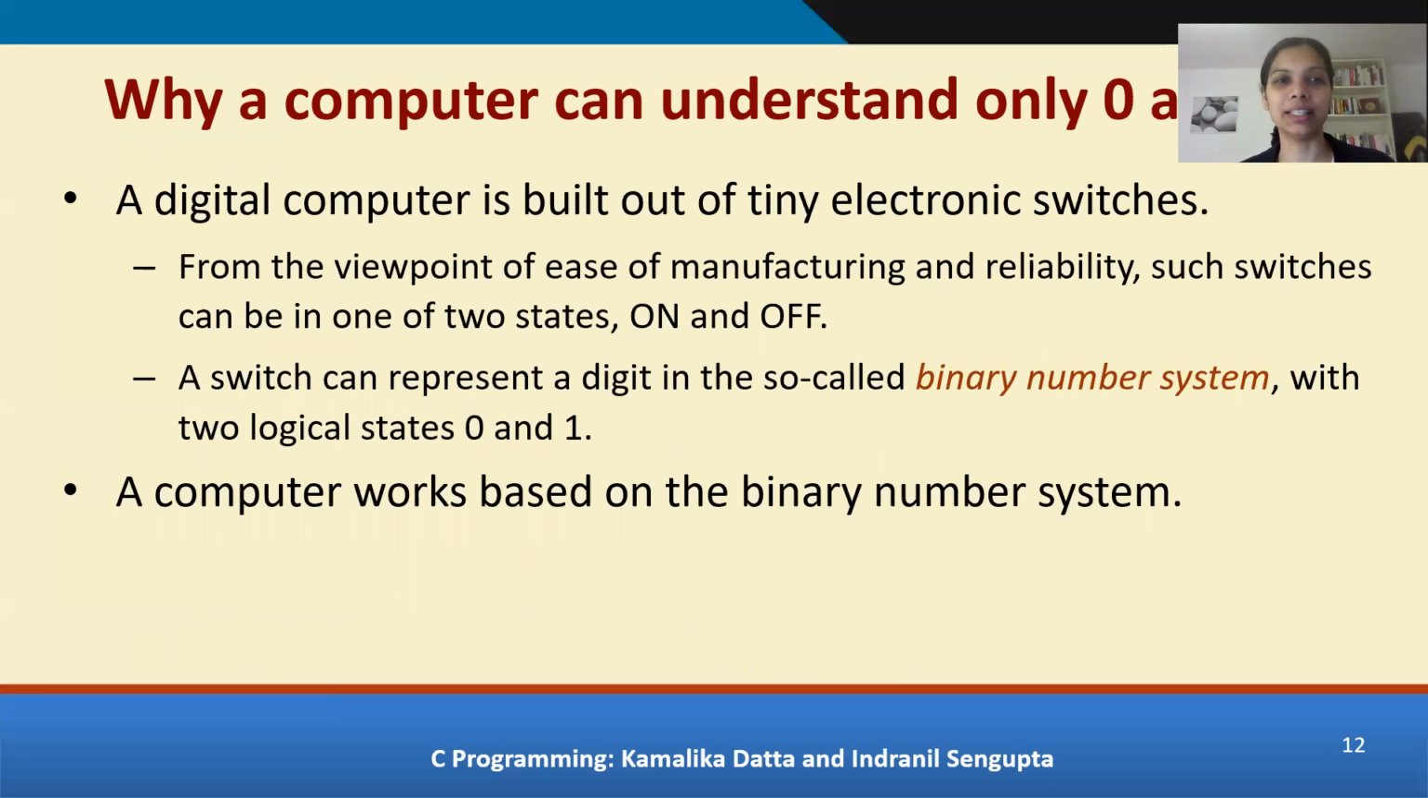Now, this is one thing we must understand: a computer can only understand 0 and 1. And why is that so? What is the reason behind it? How is a computer built? The most basic thing using which our circuits or gates are built is the transistor.